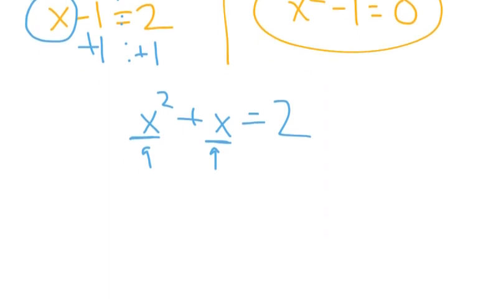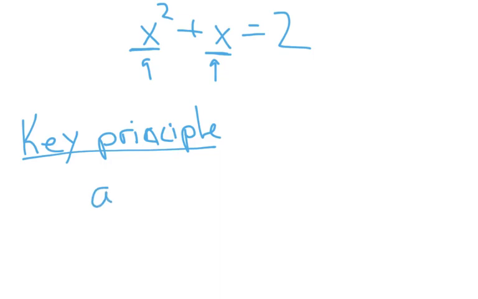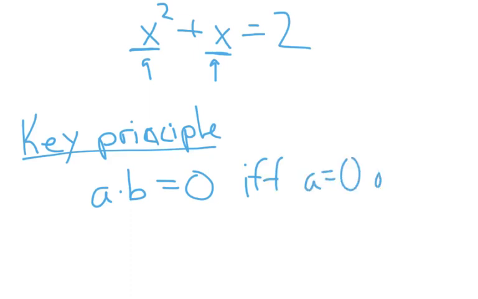And now the key principle here, let me write that down, key principle, is this idea: A times B equals 0 if and only if A equals 0 or B equals 0. All right, that's what the two F's stand for, if and only if.